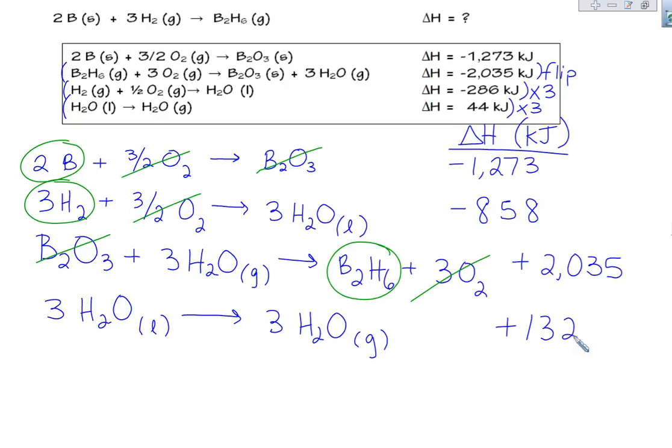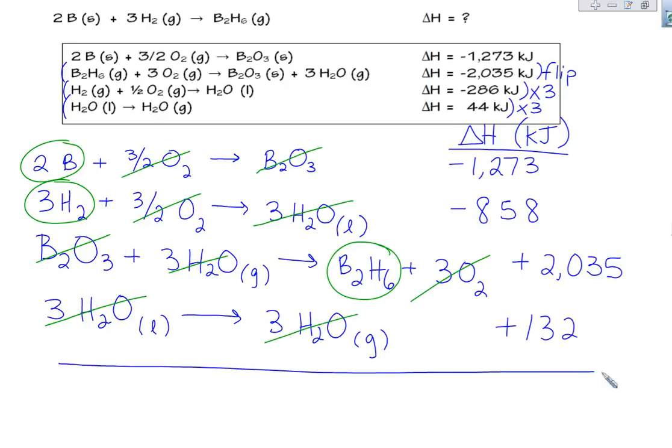Does that kind of make sense? We had to make sure that the phases were right. So now I have 3 liquid water, 3 liquid water, 3 gaseous water, 3 gaseous water. I think we're in good shape here. Do we have the balanced equation? I think we do. We have the 2 boron. We have the 3 hydrogen. And then on the product side, yep, everything's crossed out but the B2H6, and that's the only one I want.